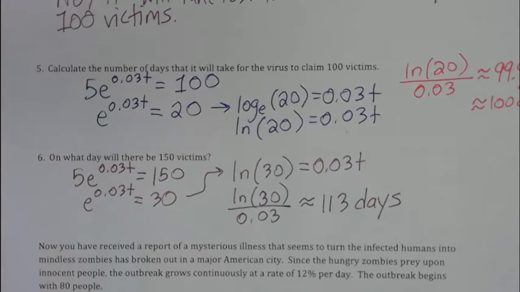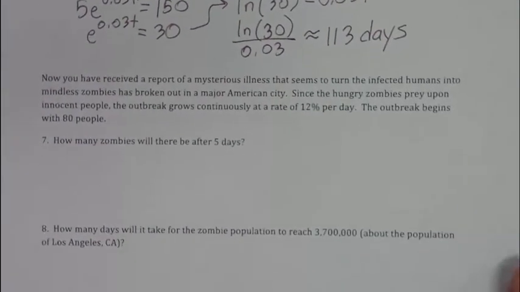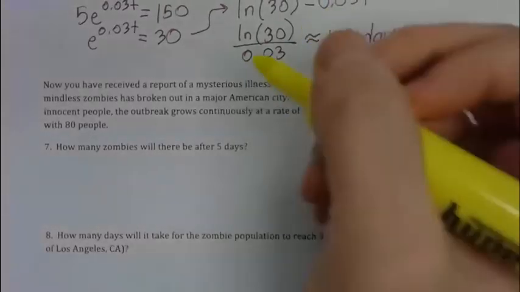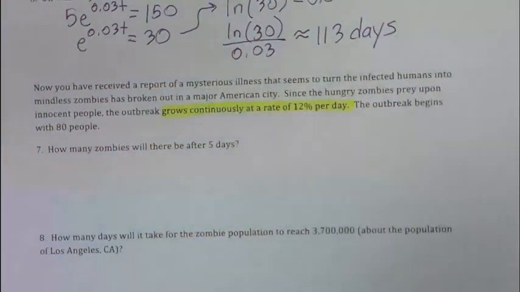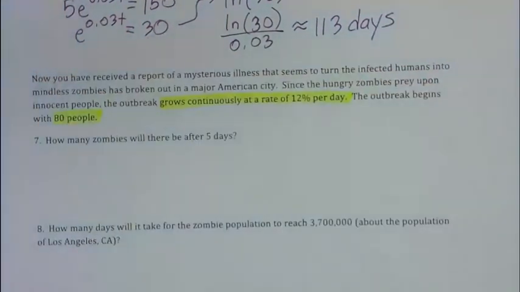Okay. So now we are looking at a slightly different situation. We have a mysterious illness that seems to turn infected humans into mindless zombies. Well, that's not very good. Since the hungry zombies prey upon innocent people, the outbreak grows continuously at a rate of 12% per day. So we're seeing the words grow continuously and also 12%, and we're starting with 80 people.